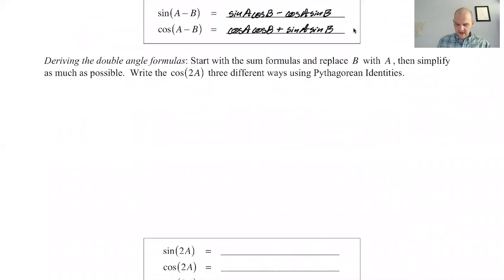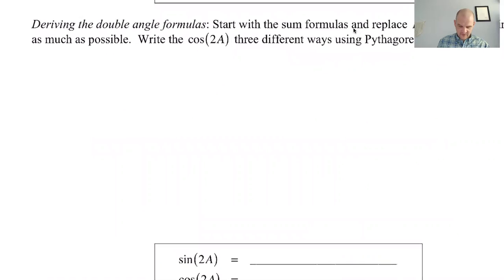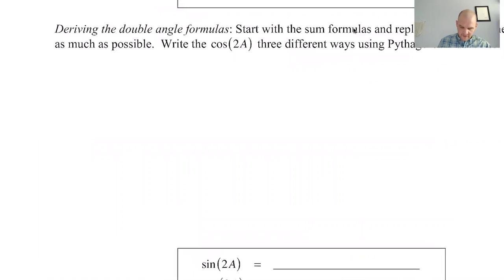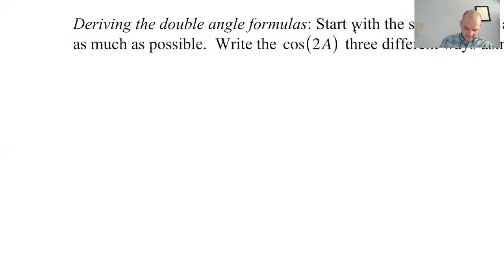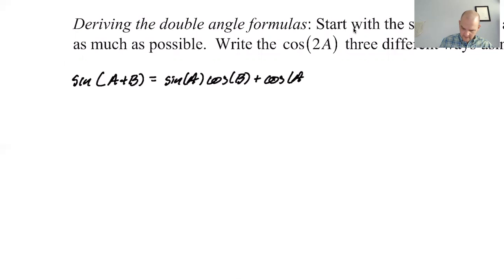So the next thing we're going to do is come up with what are called the double angle formulas, because you're doubling the angle. Whatever angle I give you, you're going to double it and find the sine of that or the cosine of that. The way we do it is actually pretty straightforward. We're going to start with our formula for sine of a plus b. So that we know is going to be sine a cosine b plus cosine a sine b.